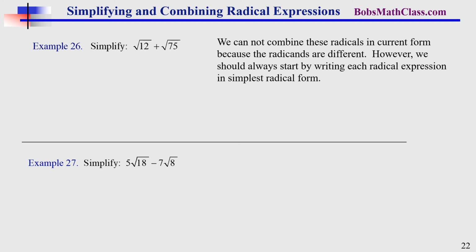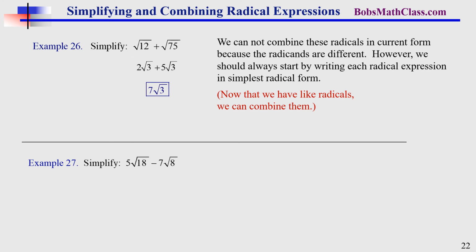Or you could do method 1. Square root 12 is the same as square root 4 times square root 3. And square root 75 is square root 25 times square root 3. And then simplify each one. 2 square root 3 plus 5 square root 3. Now we can combine those. Now we have like radicals. So that will give us 7 square root 3.